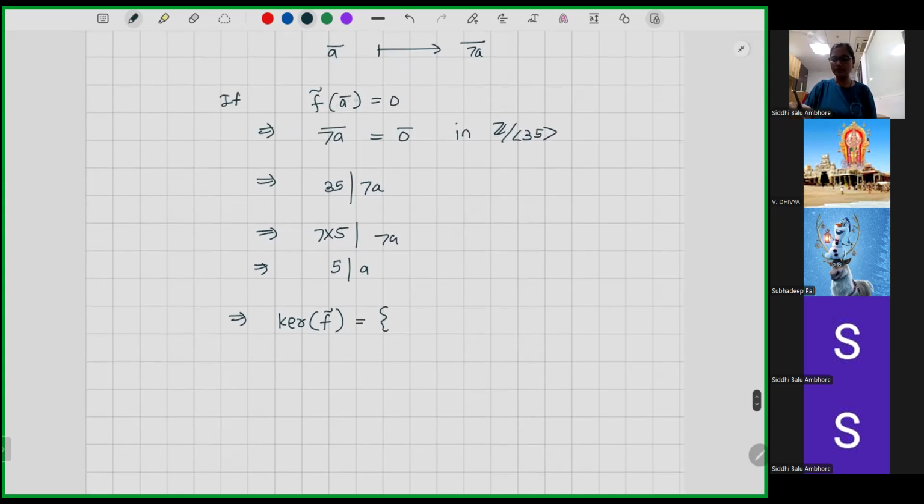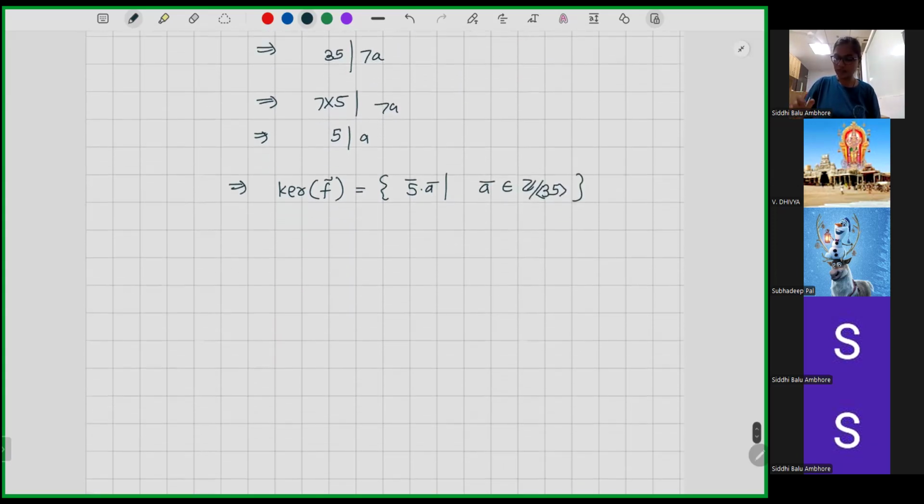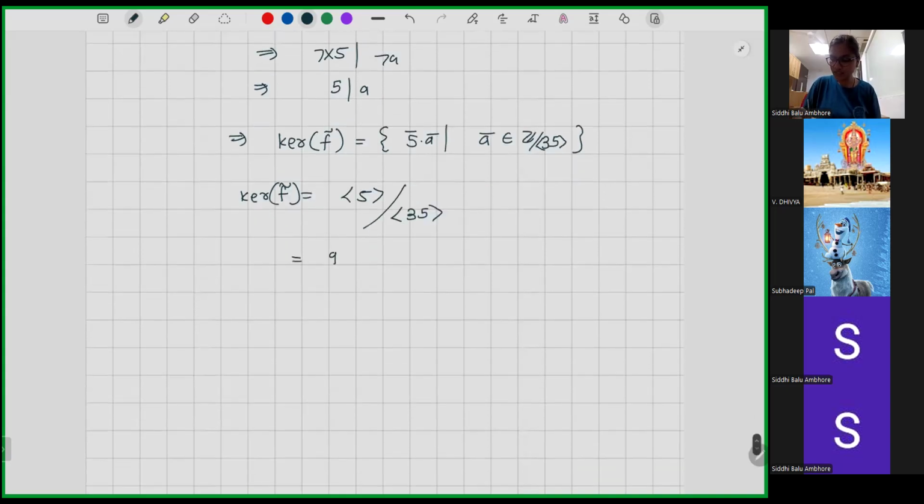So for now, what we have is that if it is in the kernel, then 5 divides A, so it is of the form 5 into A bar, where A bar is in Z mod 35. I hope you understand what I'm writing here. So the kernel of F tilde therefore is the ideal generated by 5 quotiented by 35. And is this equal to the GCD of 7 comma 35 mod 35? Is this equal?